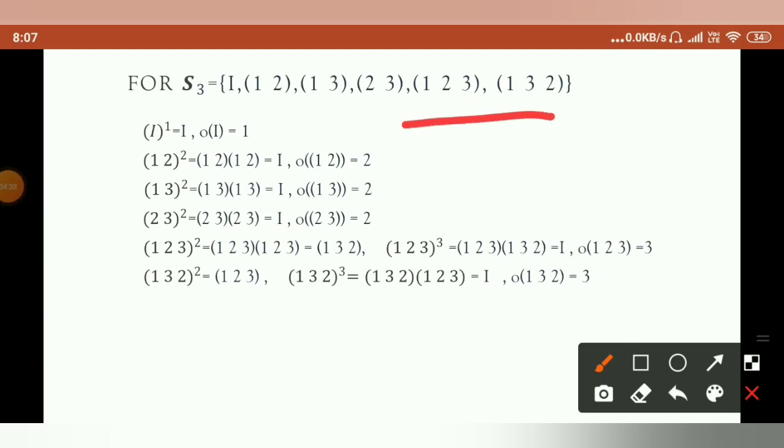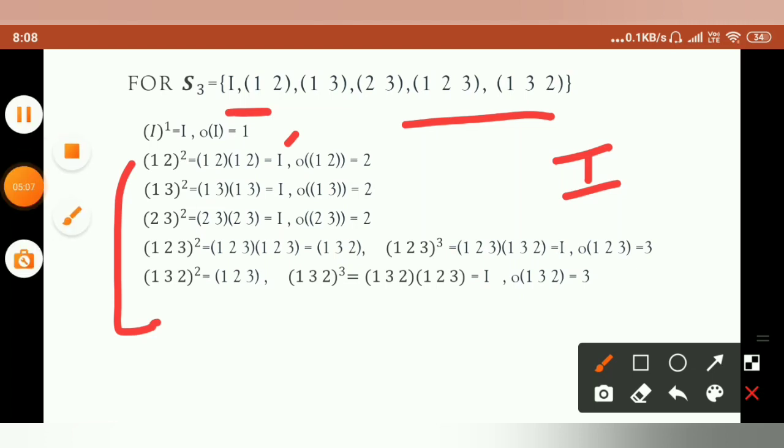When the first element, that is I, the identity permutation, is raised to power 1, it gives us identity, because here this is not the number 1, this is the identity permutation I. So we have to increase the power of each element in such a way that the answer is the identity permutation. Increasing the power to 2 means multiplying it with itself.